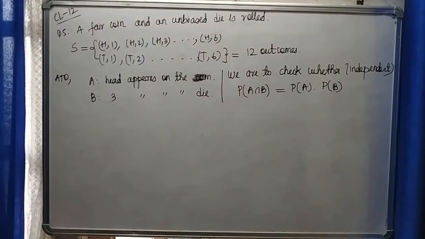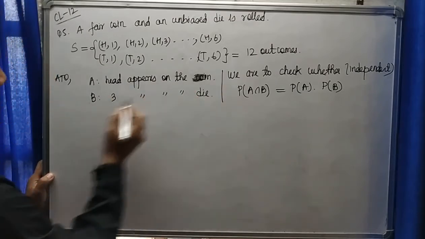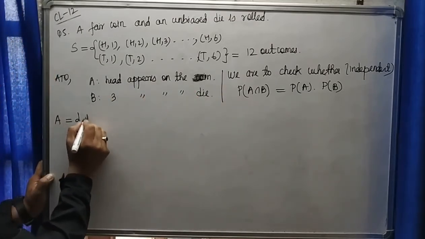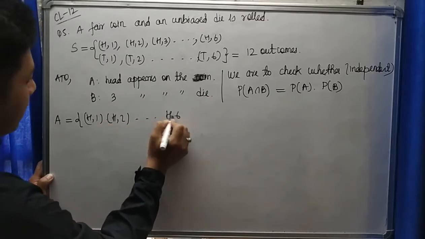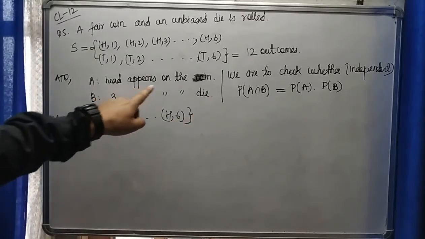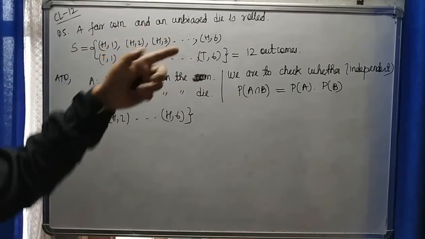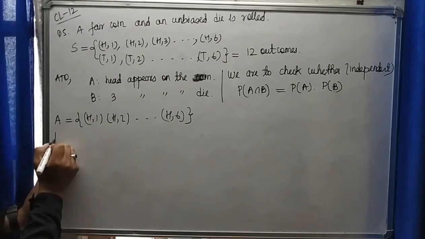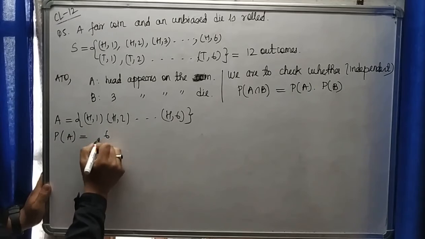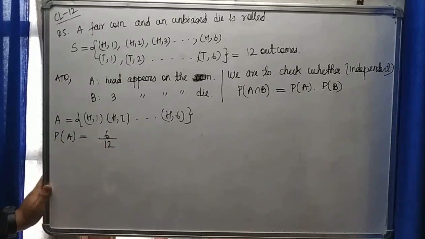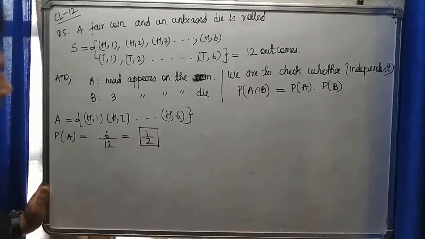Since the events are given to us, what is A? Head appears on the coin. So inside A I have H comma 1, H comma 2, goes up to H comma 6. So what will be probability of A? Probability of A will be 6 by 12. We can cancel it, which will be 1 by 2.